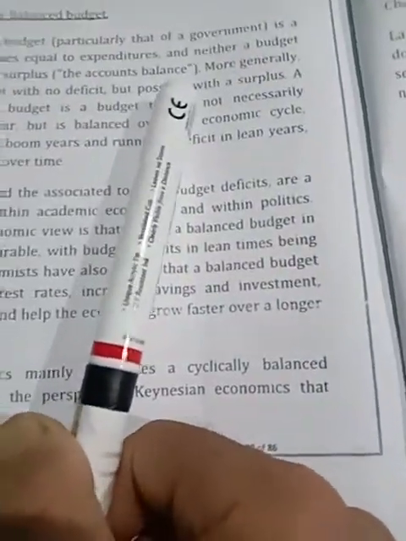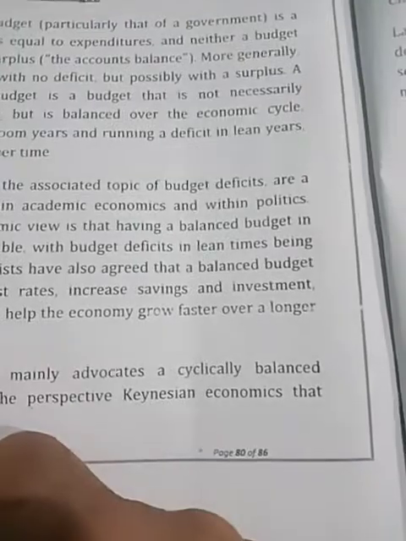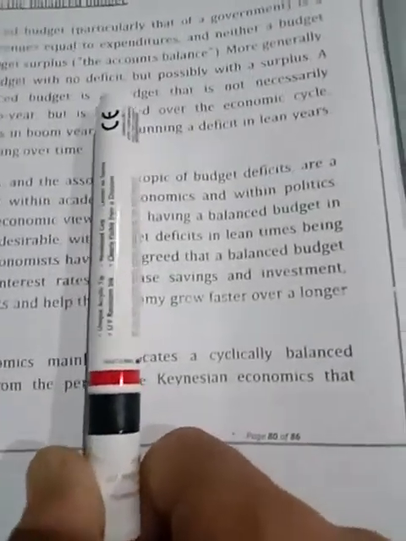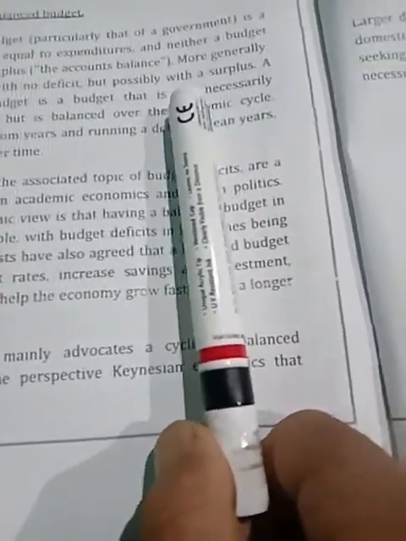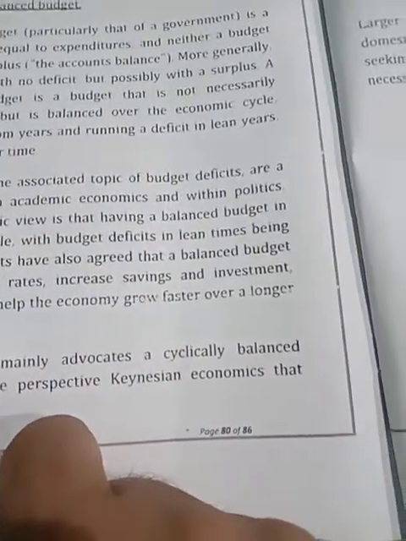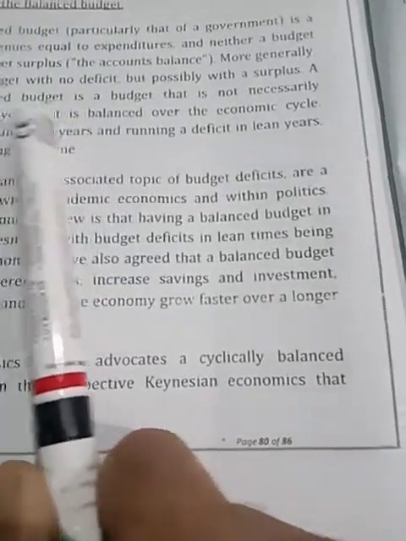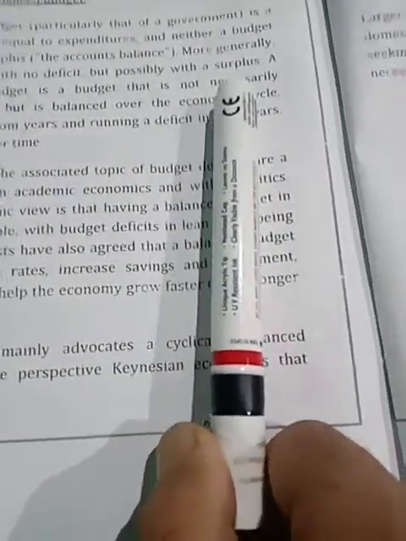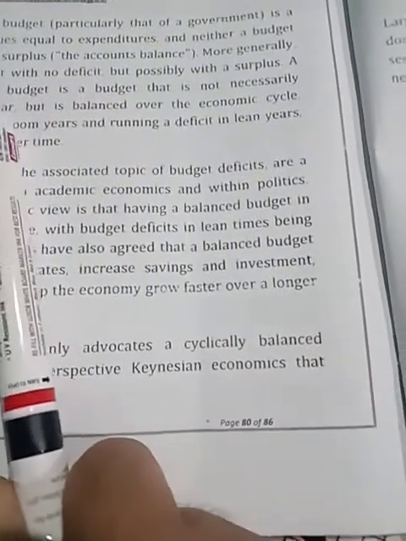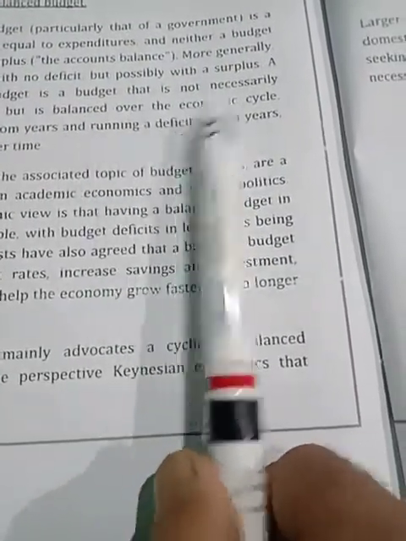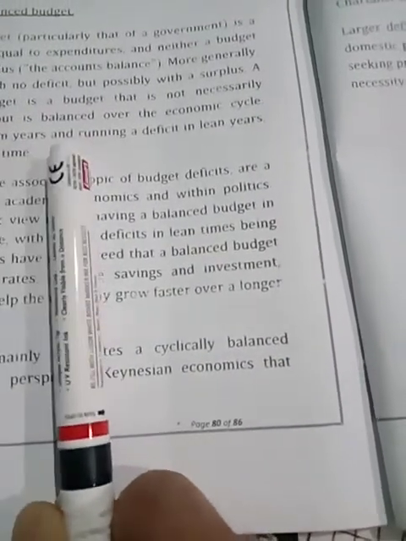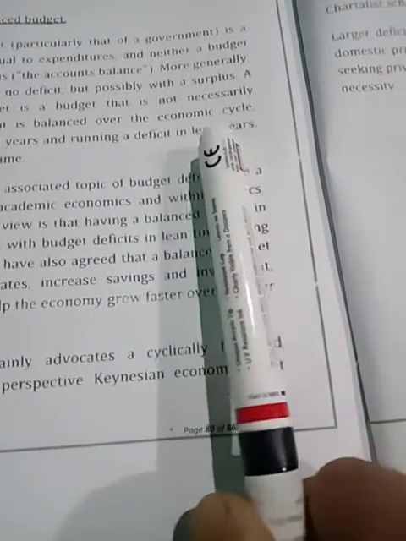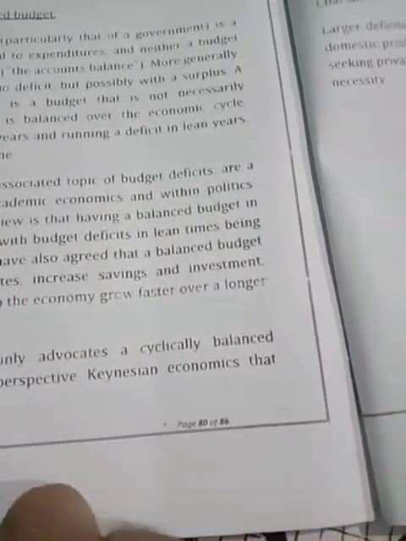The accounts balance, more generally, refers to a budget with no deficit but possibly with a surplus. A cyclically balanced budget is a budget that is not necessarily balanced year to year but is balanced over the economic cycle, running a surplus in boom years and running a deficit in lean years, with these offsetting over time.